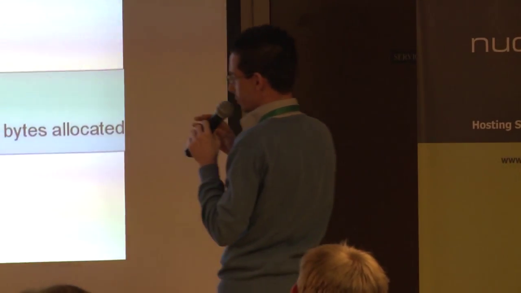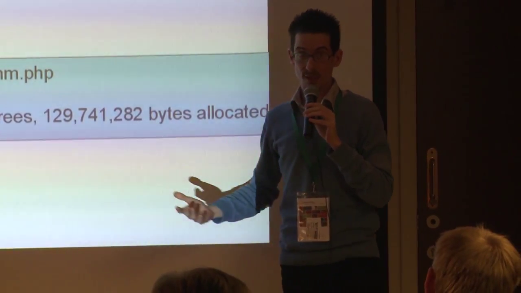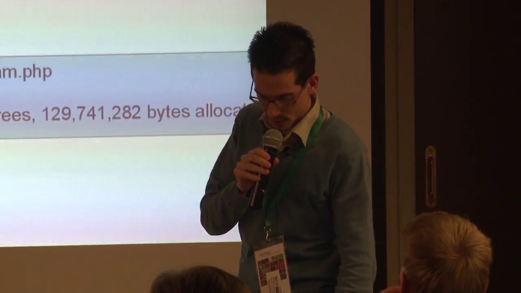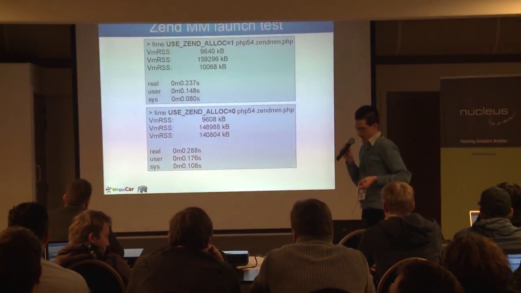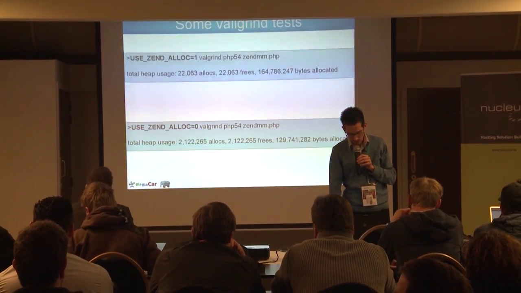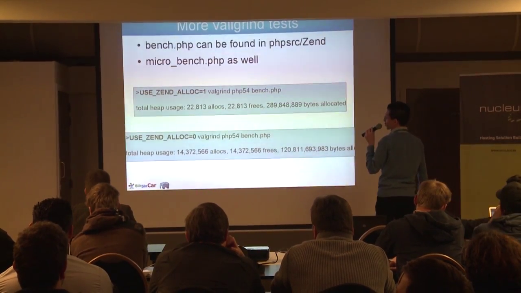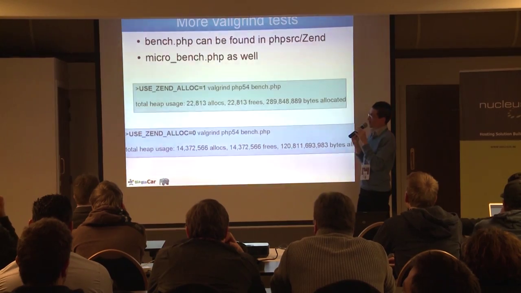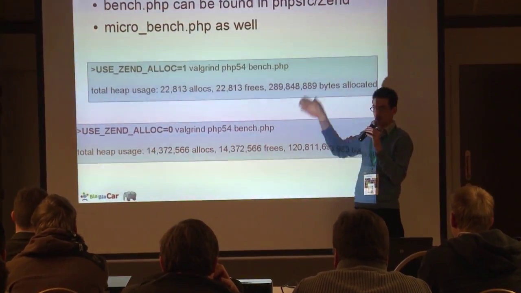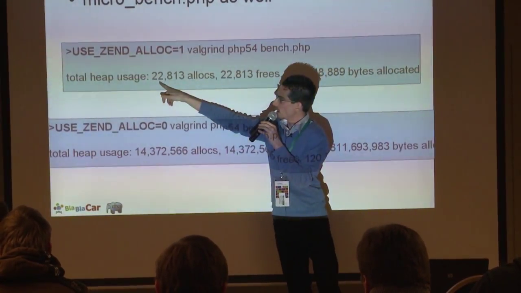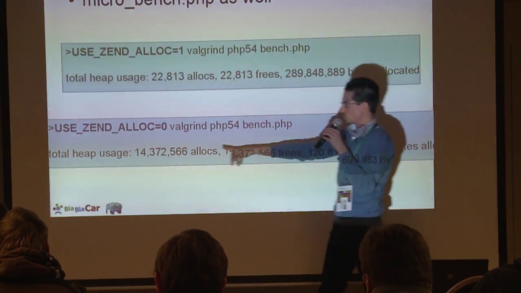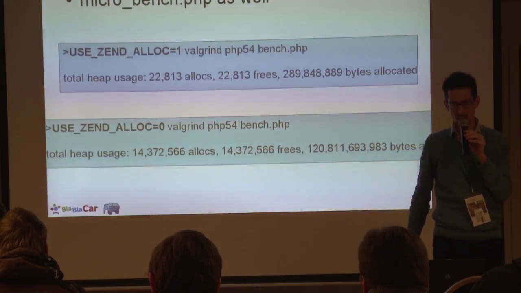Every time you use malloc or free, this is time consuming, okay? Because usually it will call the kernel to enlarge the heap size, and this is something which is not very good for your CPU and your process performance. So you can see in the time, it's better to have a Zend Memory Manager. If you run the micro benchmark from the Zend source, same, using Valgrind with Zend Alloc and without Zend Alloc, so using Zend Memory Manager or not, you see that when you use it, you have a small number of calls to malloc and free, and when you don't use it, it's far, far more. Okay, so it's very bad.